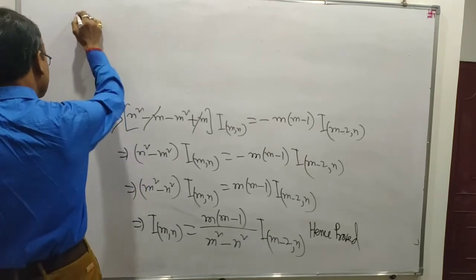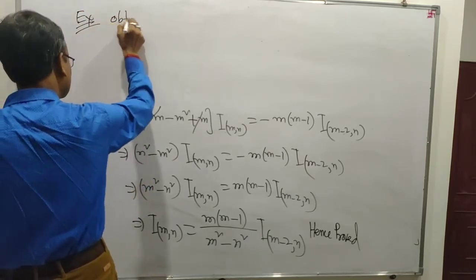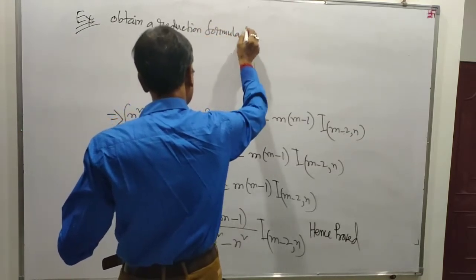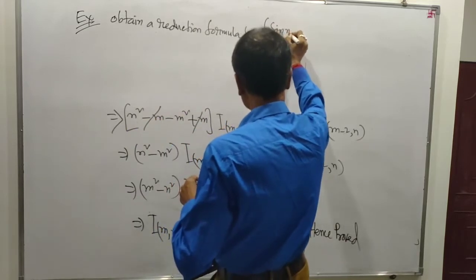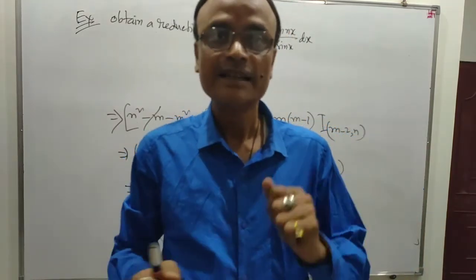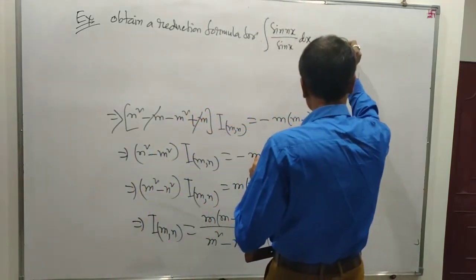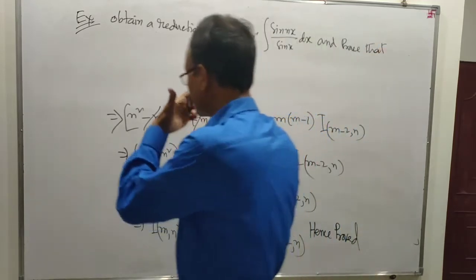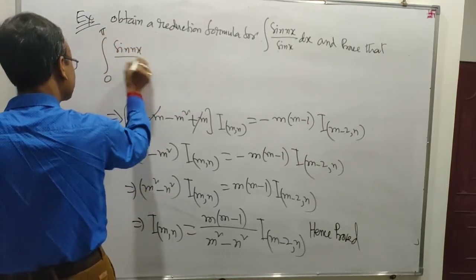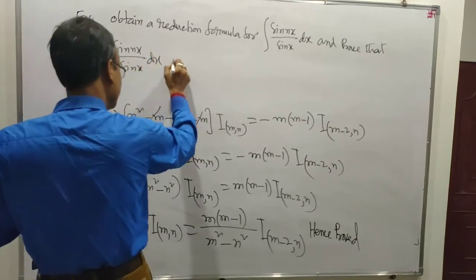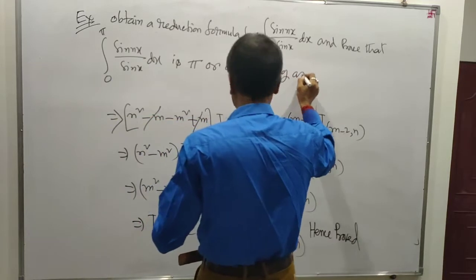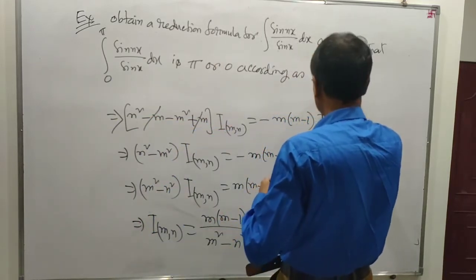Next question is this. Obtain a reduction formula for the integral sin nx divided by sin x dx, and prove that the integration from 0 to pi of sin nx divided by sin x is pi or 0 according as n is odd or even.